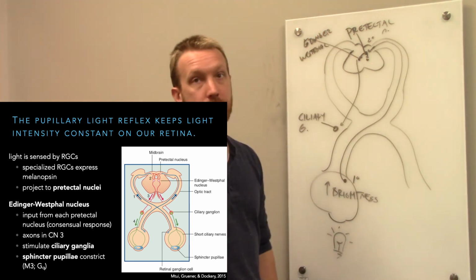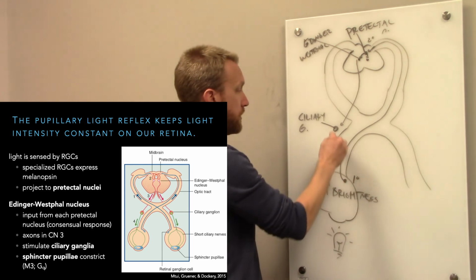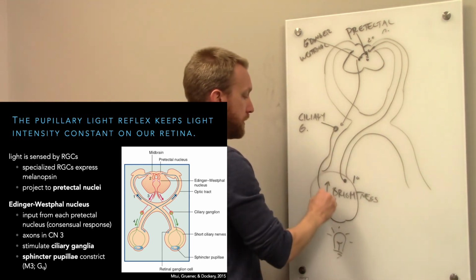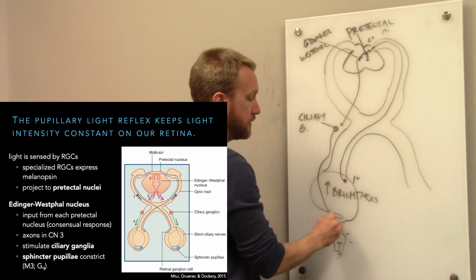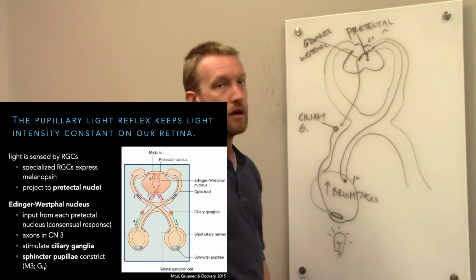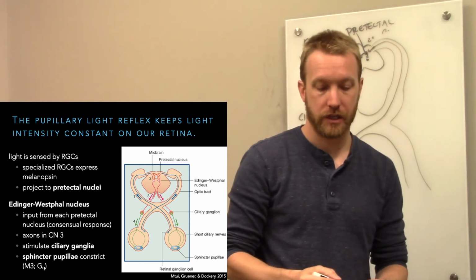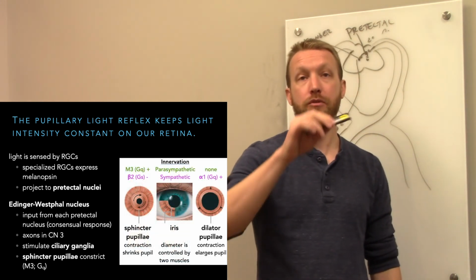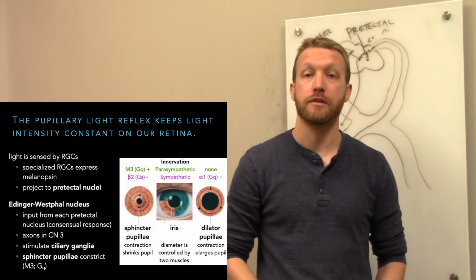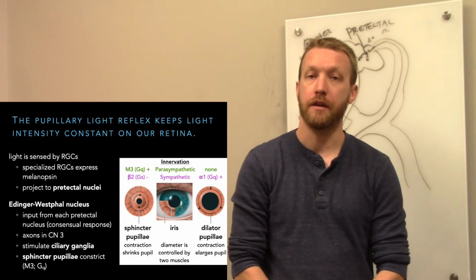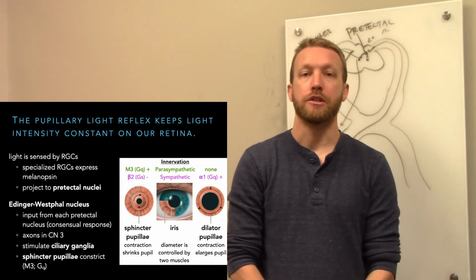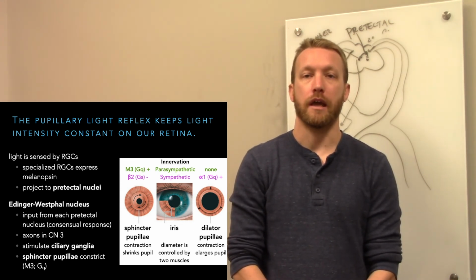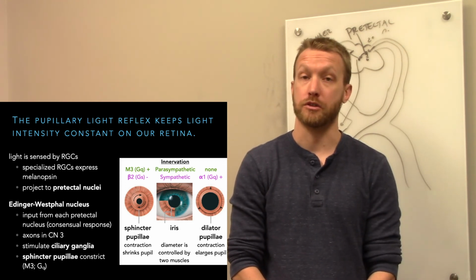Edinger-Westphal, preganglionic. From here we provide parasympathetic innervation onto the iris. So we're going to hit the sphincter pupillae, acting on M3 muscarinic receptors. M3, because it's odd, is Gq coupled. Gq is going to cause excitation of smooth muscle. So the smooth muscle constricts.